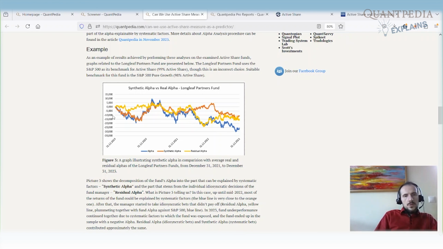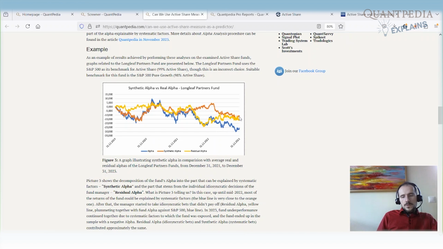So in the first 2 years, all of the underperformance of the fund could be explained by the synthetic alpha, so by factor bets of the portfolio manager in this fund. And afterward, after 2 or 3 years, the residual alpha, which is the yellow line, was explaining the real alpha more. So it means the manager started to pick individual stocks and he was not very good at it. So at the end, the fund underperformed by about 30%, and half of that was because of the synthetic alpha.